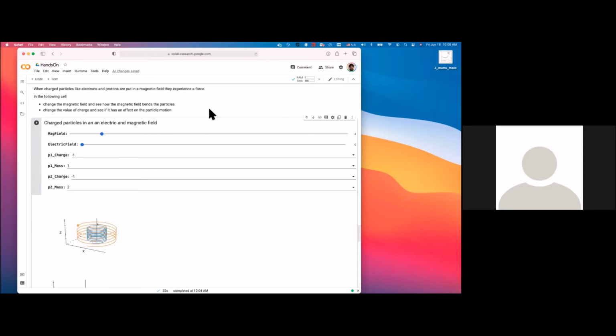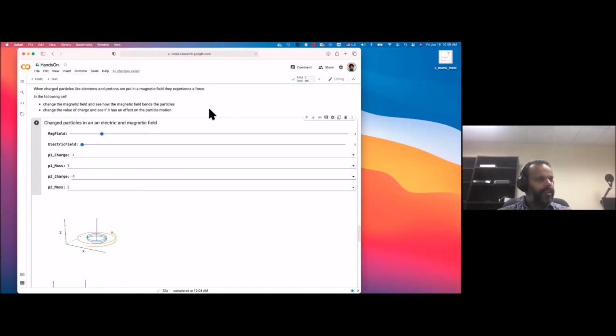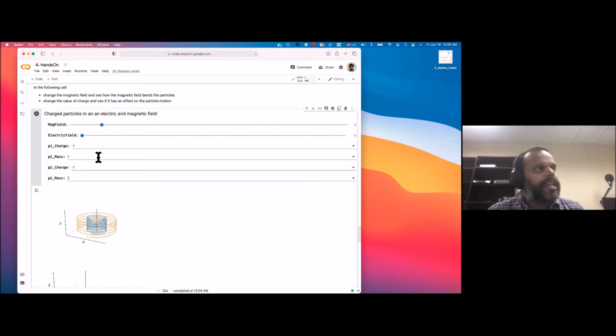Cool. Okay, so now, I was trying to explain that if the mass of the particle changes and the charge remains the same, there would be some difference in the trajectory of the particle. That's exactly what you see here. The blue curve on my screen is particle one, which has a negative charge and a mass of 1 unit. It has a slightly lower radius of curvature, so it's doing more curling than the other one. The other one is a bit more massive, so it takes a little more time to complete one curl.